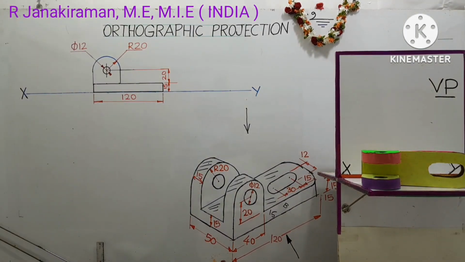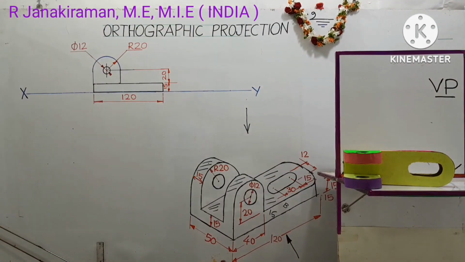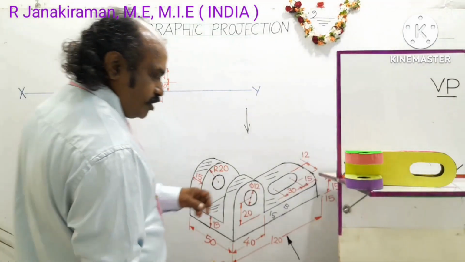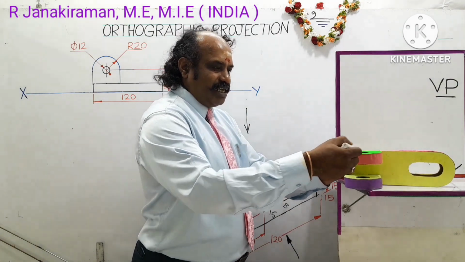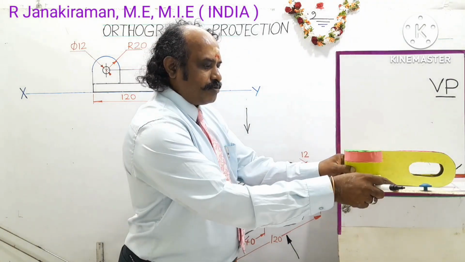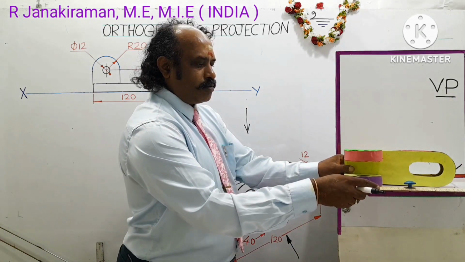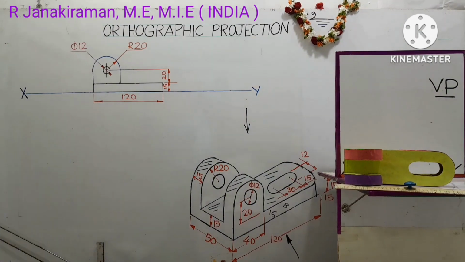The top view shall be drawn exactly below the front view. You should not dislocate the views. This green surface here will be merged, forming a single top edge. Okay, you can see it in the camera. The view obtained is called the top view.